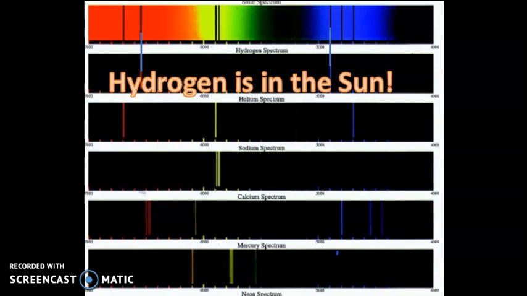Now, by taking a look at some of the other spectra down further on the page, can you tell, are there any other elements present in the sun? You might want to take a pause right now, just hit the pause button and see if you can line up any additional elements.